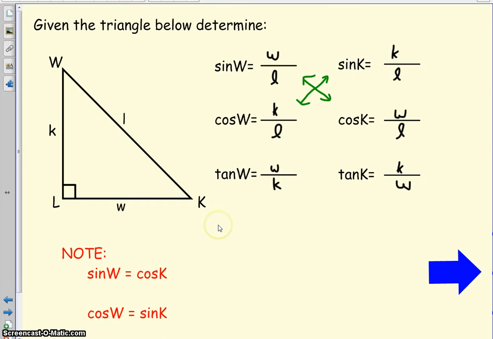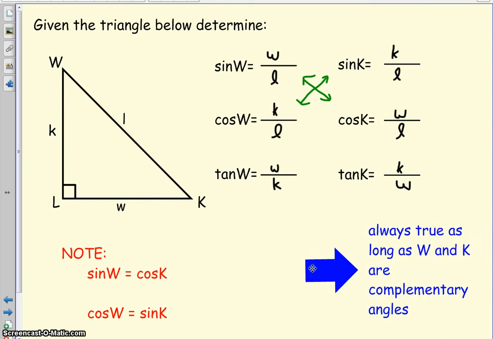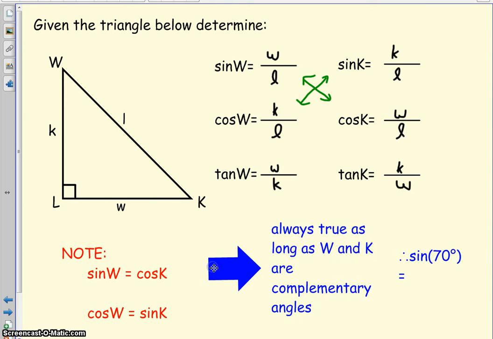That actually makes sense. Remember, sine is opposite over hypotenuse. The opposite side to angle W is side W, but that's also the adjacent side to angle K. So the ratio for sine of W and the ratio for cosine of K use the exact same sides. This relationship will always be true as long as W and K are angles in a right triangle, i.e. they're complementary, meaning they add up to 90 degrees.